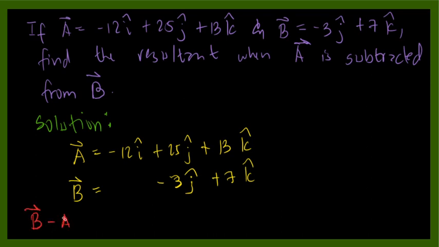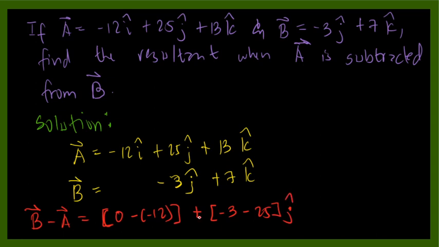So we will now go to vector B minus vector A. For B, the component of i hat is 0, so we have 0 minus negative 12 i hat, then we have plus negative 3 minus 25 j hat. We forgot to put here the i hat. Then we have plus 7, because 7 is on vector B, minus 13 k hat.